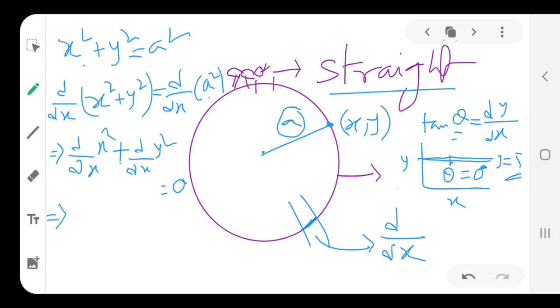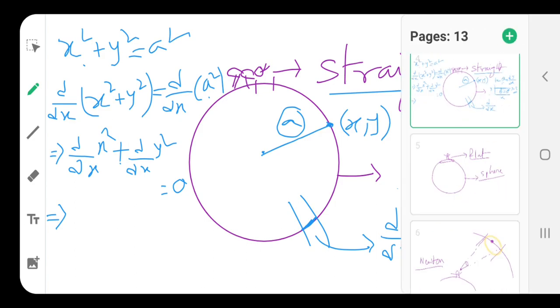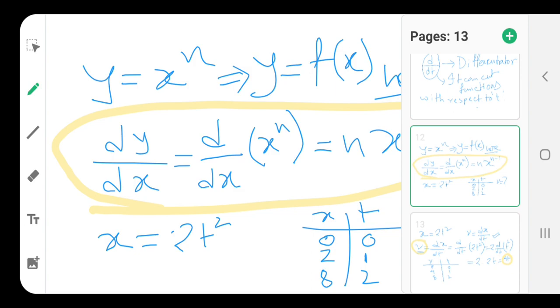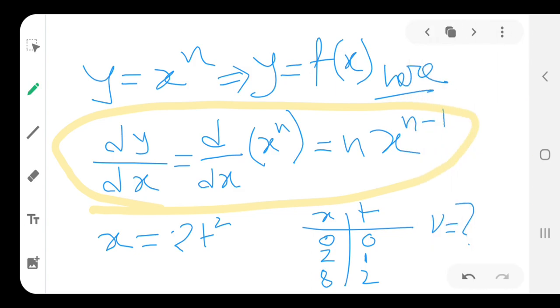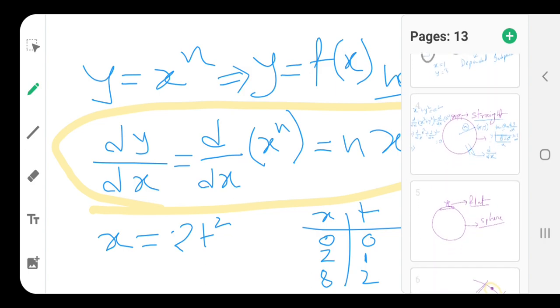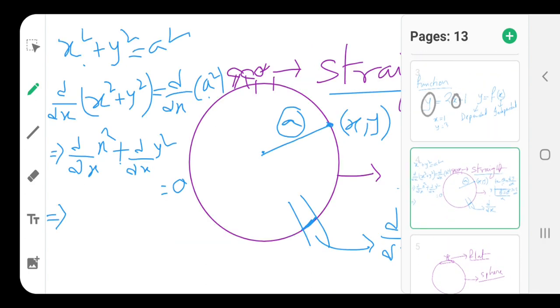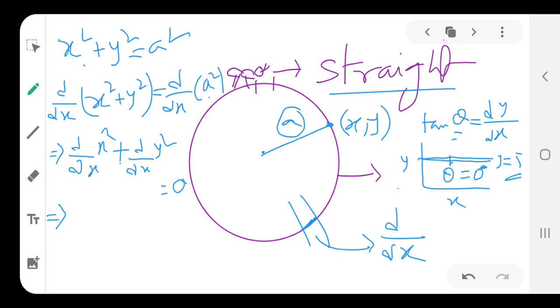d/dx of x squared. Okay, now using that formula which we have done at the last, this formula. If we just apply this formula here, we will get 2x plus 2y. Now see, this is another function, so I will get one more thing, that is dy/dx.